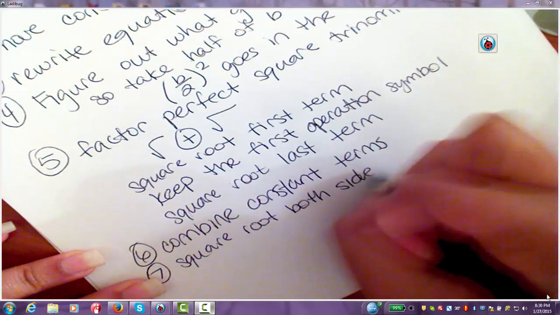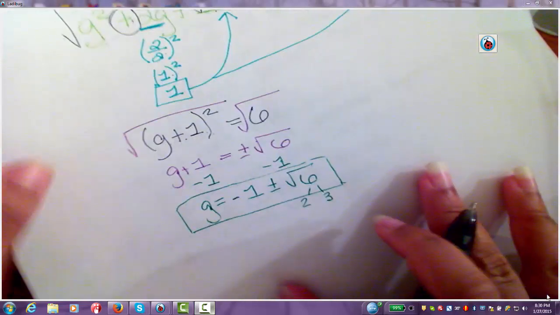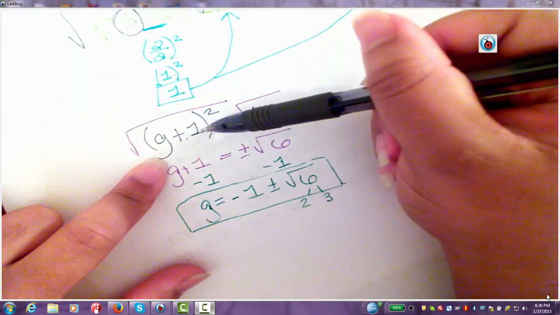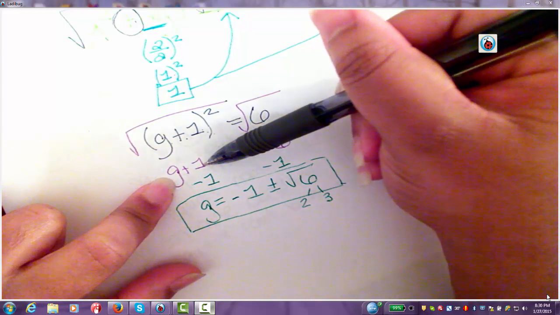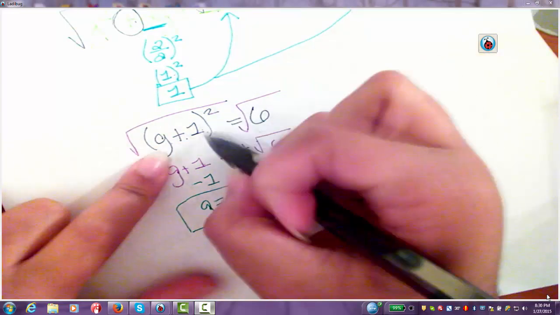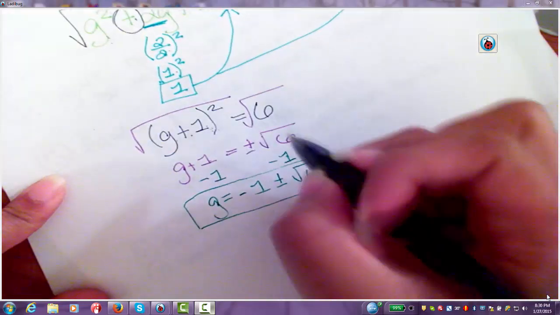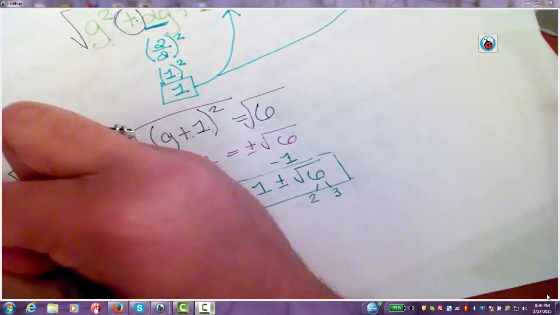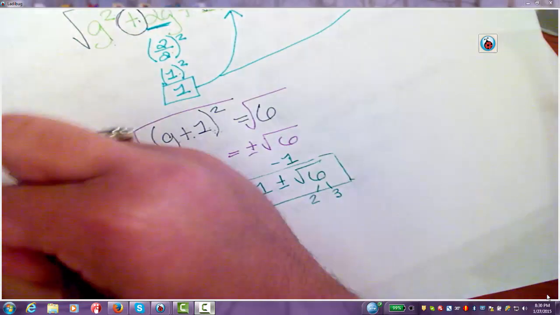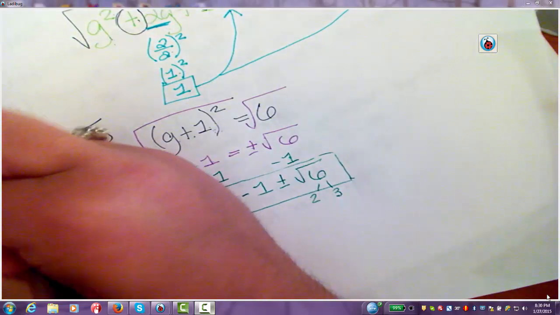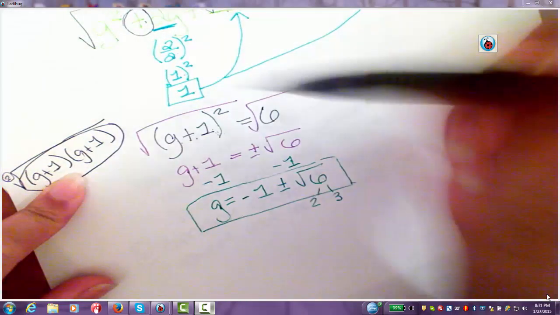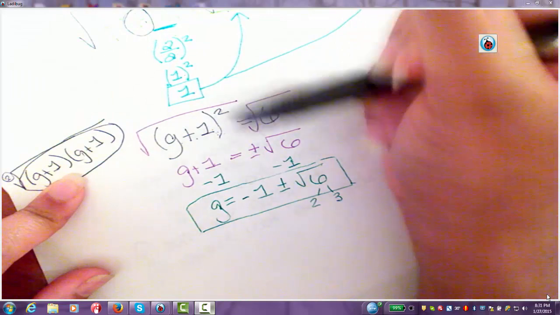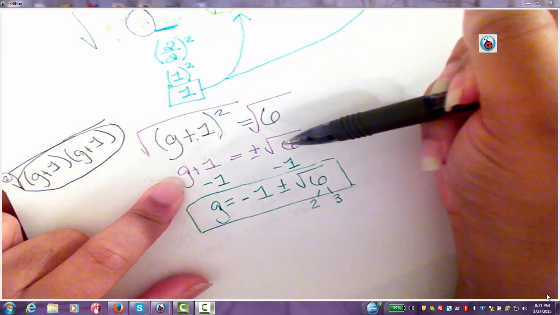So if you look back at the problem, square root of the quantity of g plus 1 squared is g plus 1. Because what is this really? This is really 2 factors of g plus 1. So if you rewrite it under the radical, you have g plus 1 and g plus 1. And our index would be 2. So we need 2 pairs to pull out. So there's 2. So that's why the square root of the quantity g plus 1 squared is g plus 1. And then we took the square root over here, which is plus or minus square root of 6.